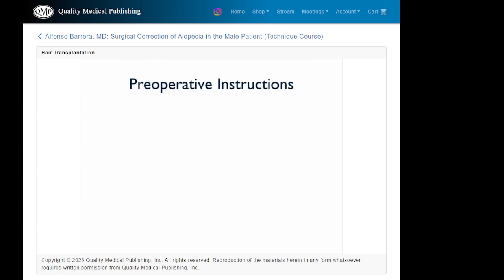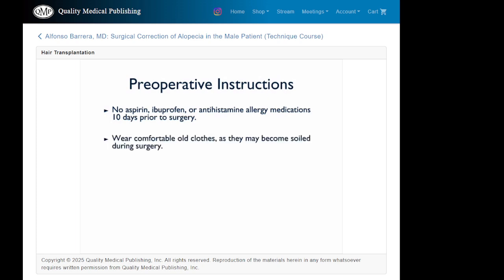Patient preoperative instructions. The patient is given preoperative instructions as well as informed consent paperwork to review and sign. It includes the following directives. Do not take aspirin, ibuprofen, or antihistamine allergy medications for 10 days before surgery. Wear comfortable old clothes because they may become soiled during surgery. Make arrangements for transportation to and from surgery.